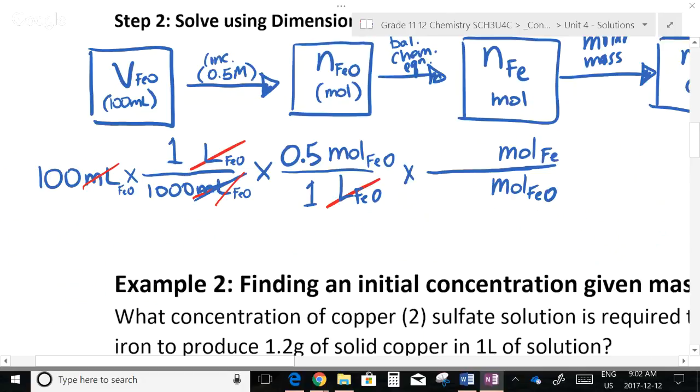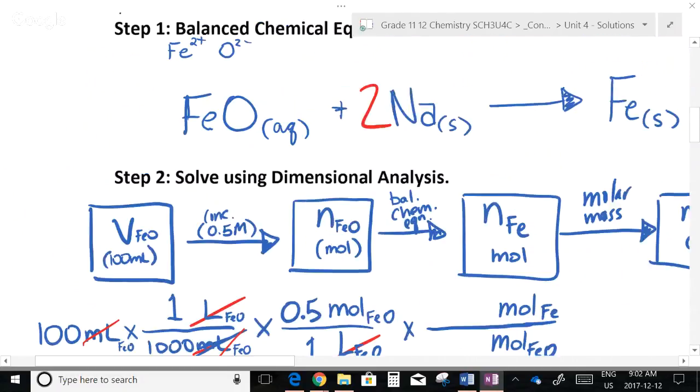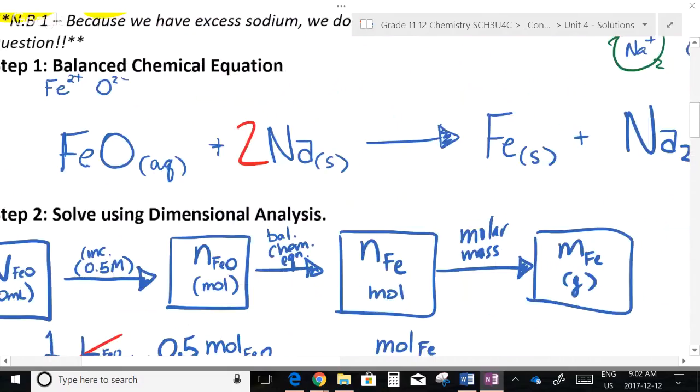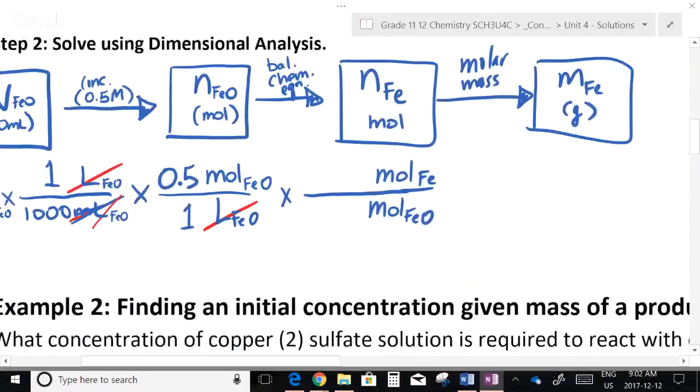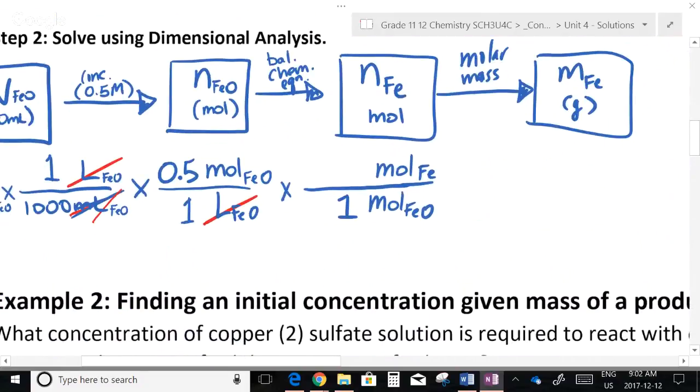Now, where am I going to get numbers for this? The balanced chemical equation. And let's look at the balanced chemical equation. What do we have? Yeah, FeO has 1, and iron has 1. So this is nice, simple stoichiometry, a 1-to-1 ratio. Now, what cancels here? Yeah, moles specifically of iron oxide with moles of iron oxide. If I stopped calculating now, what would I know? I'd know how many moles of iron are going to get made.